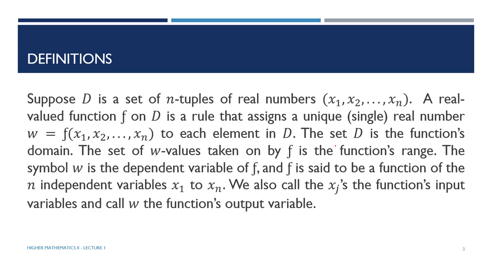The symbol w is the dependent variable of f, and f is said to be a function of the n independent variables x1 to xn. We also call the xj's the function's input variables and call w the function's output variable.